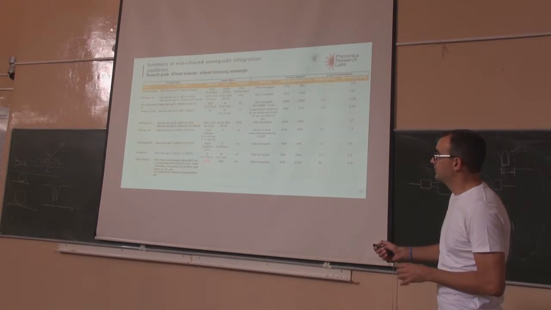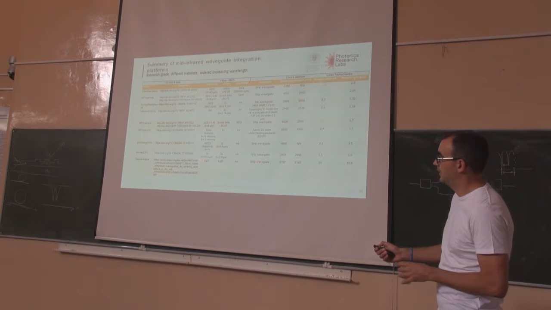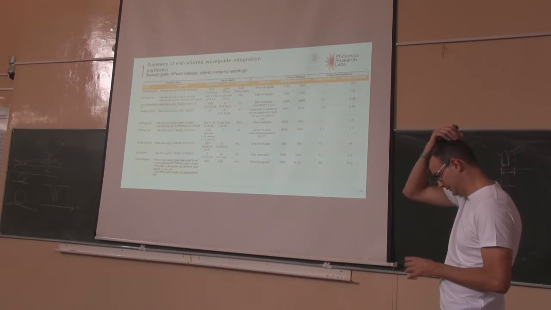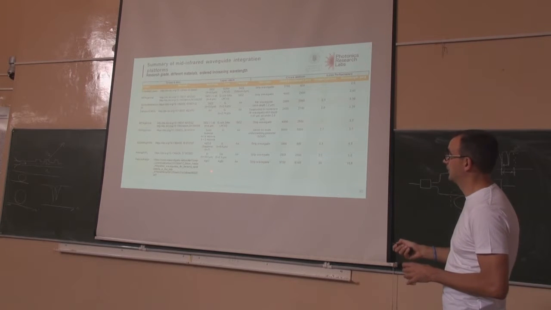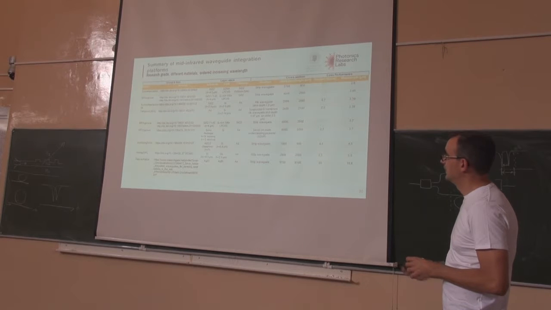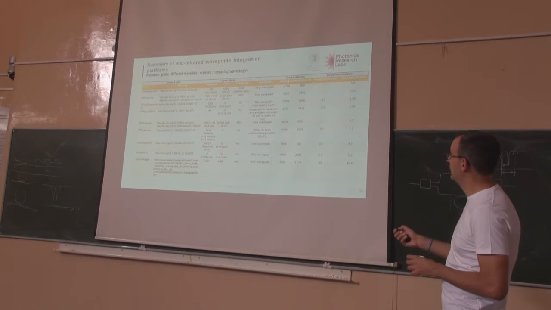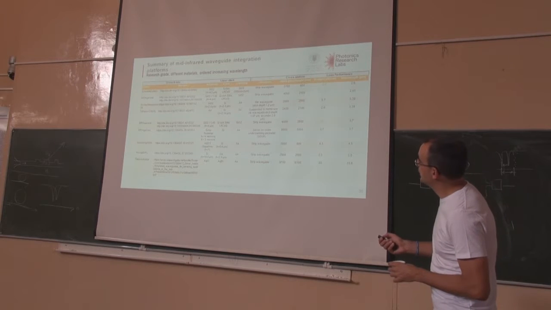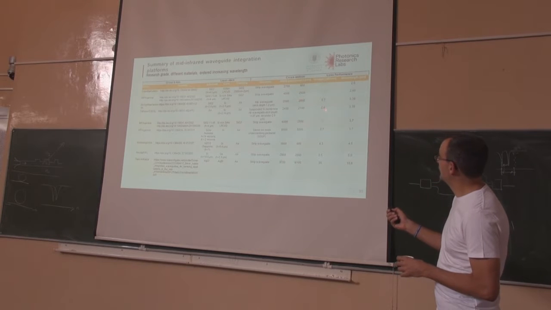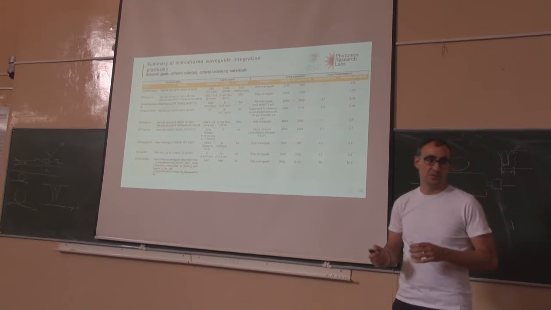For instance, you can see here silver chloride and silver bromide. For instance, the silicon on air pedestal waveguide is here, 2.7 dB/cm at 3.7 microns, and the membrane is here. It is 2.8 dB/cm at 3.4 micron wavelength.